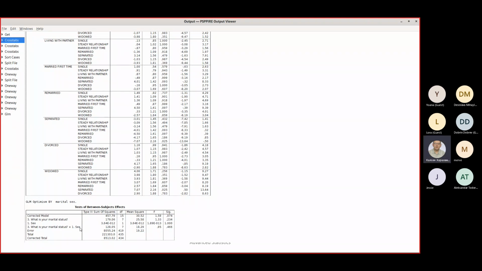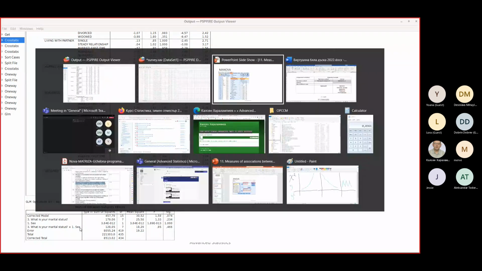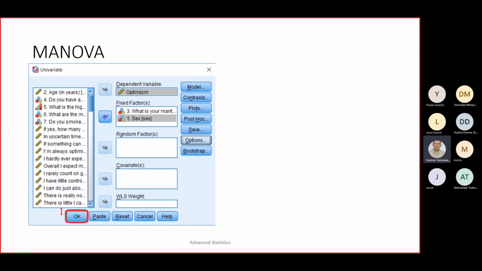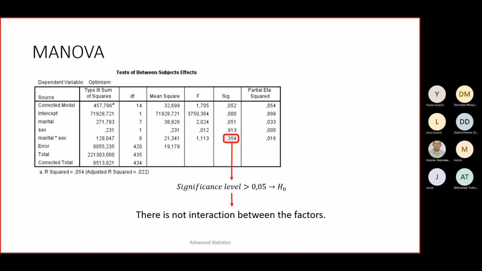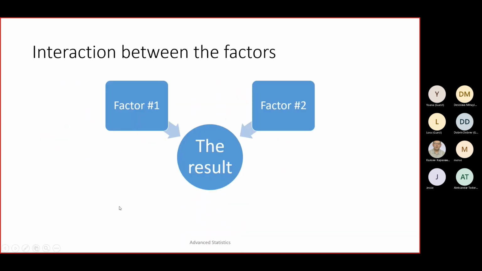To answer that question, I will show here a picture.